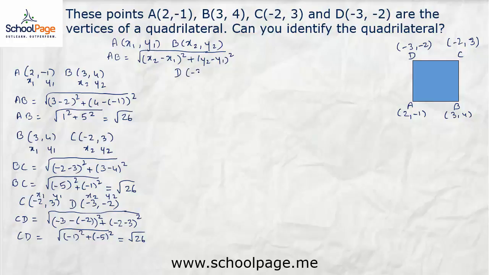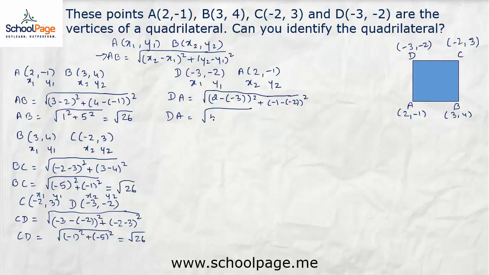The coordinates of D are -3, -2 and A is 2, -1. Let us mark x1, y1, x2, y2. So we have DA as equal to square root of, again using the distance formula, (2 minus of -3) the whole square plus (-1 minus of -2) the whole square. So we have DA as equal to square root of 5 square plus 1 square, which is equal to root of 26.